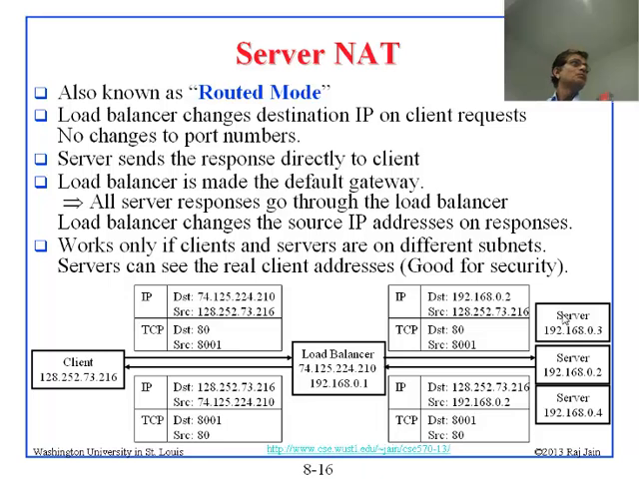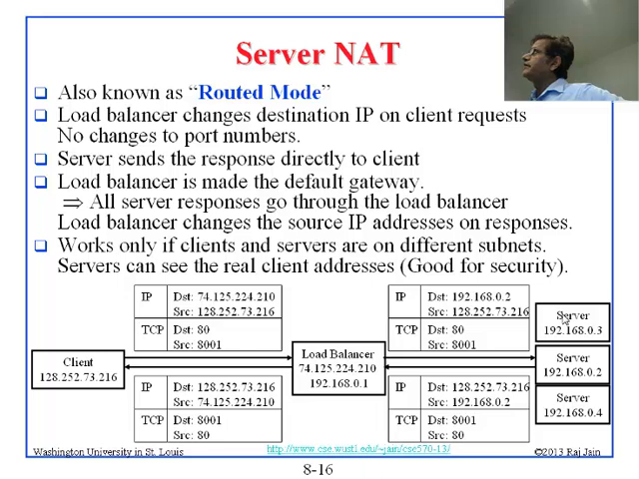Yeah. So how can the servers see the real client address? Yeah, in this case, so now let's see. We are up to here right now. The load balancer is made the default gateway. All the requests go through the load balancer because of that reason, and the load balancer changes the source IP addresses on the responses as well.